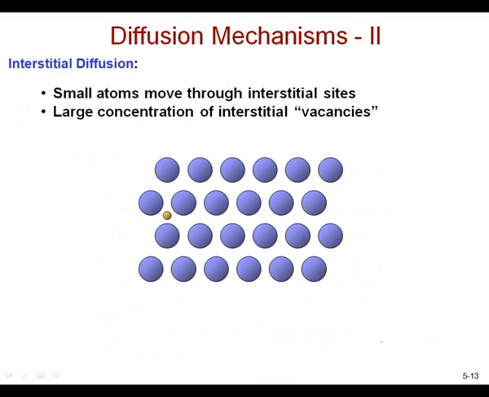Now, if we have an interstitial atom, a small atom, much, much smaller than the host material, it can move in the interstices. And so there's lots of room for it to move that way. So which is going to be faster? Substitutional or interstitial, or vacancy diffusion or interstitial? Interstitial. This is always going to be faster, all else being equal.